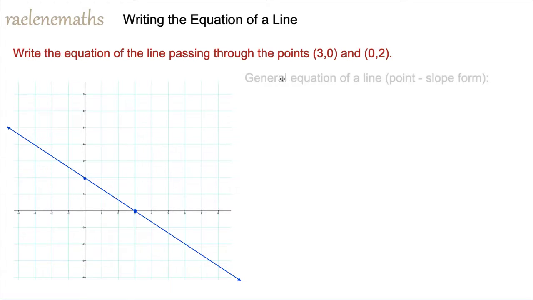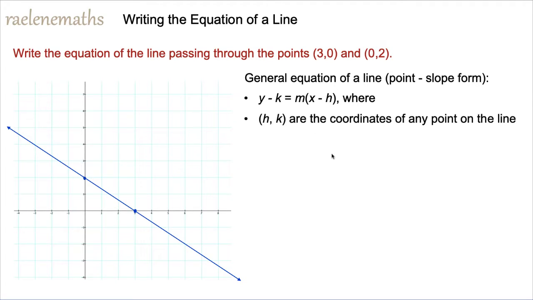We can use the general form for the equation of a line, which is the point-slope form, y minus k equals m times (x minus h). We could use anything instead of h and k. We could use a and b, x1, y1, anything that represents a point on the line. So h and k are going to represent the coordinates of any point on the line.